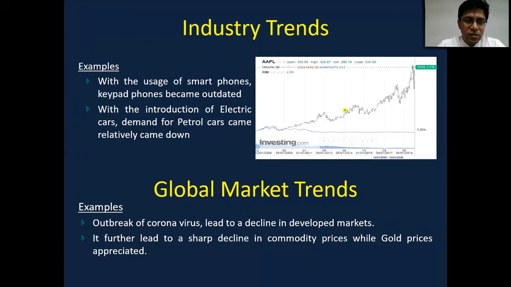Global trends. Global trends affect businesses as well. As you all know, since the outbreak of the coronavirus, world markets have had a sharp decline. Furthermore, it led to the decline of the majority of commodity prices, except for gold, which appreciated immensely. So that's the end of the external factors.